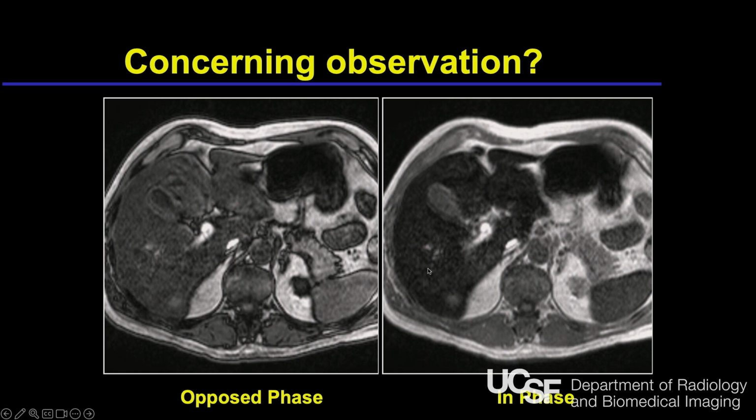And so in this case, on the in phase, we have very dark signal compared to the opposed phase. This is an iron-laden liver. And those of us who remember the iron oxide agents remember that we can see tumors better with the iron oxide there. And so we can see this hyperintense focus very well because the liver has so much iron within it. And so it can be very helpful for us to find tumors.